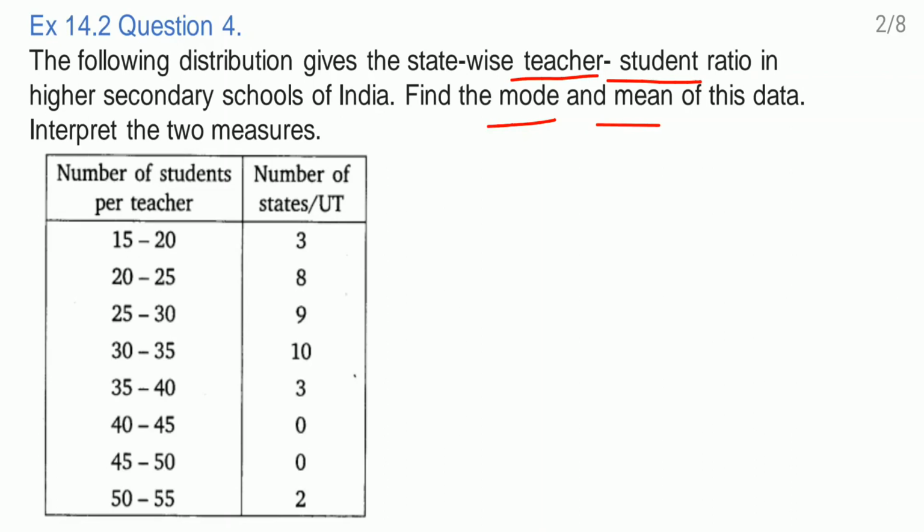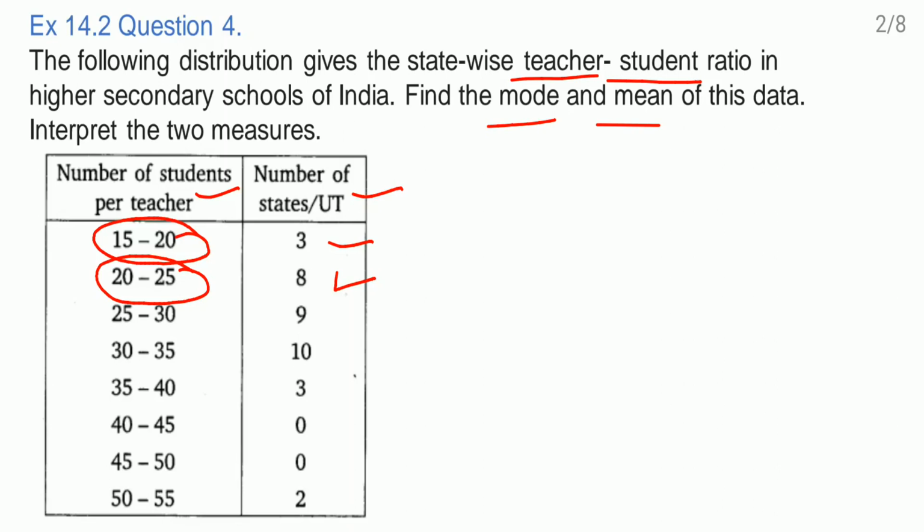In the first column, they said number of students per teacher, and in the second column, number of states or union territories. The meaning is there are 15 to 20 students. For these students, one teacher is there in 3 states. Now, for 20 to 25 students, there is one teacher in 8 states or union territories, we can say. Try to understand the data.